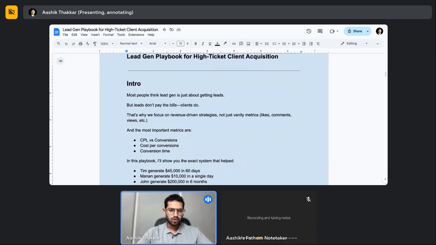Most consultants and business owners think lead generation is just about getting leads, but leads don't pay the bills, right? Clients do. That's why we focus on revenue generation strategies, not just vanity metrics. Vanity metrics are simply likes, views, shares, comments, and all those kinds of things. But the most important metrics are cost per lead versus conversions, cost per conversion, and conversion time. How much time did you take to convert a lead into your client? That is what conversion time is.